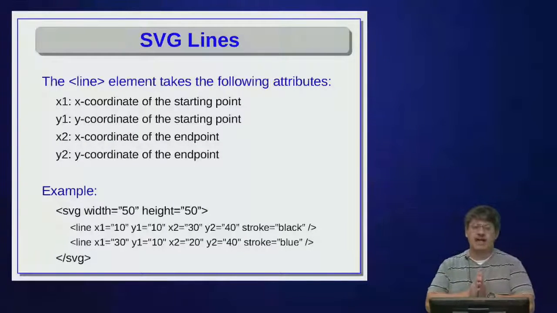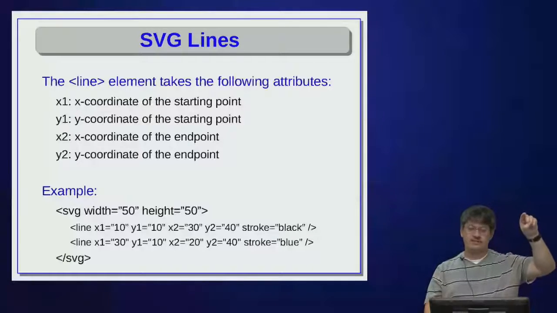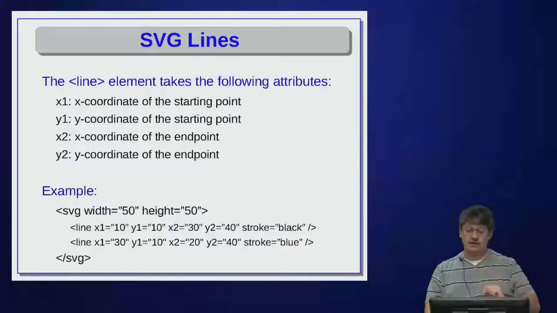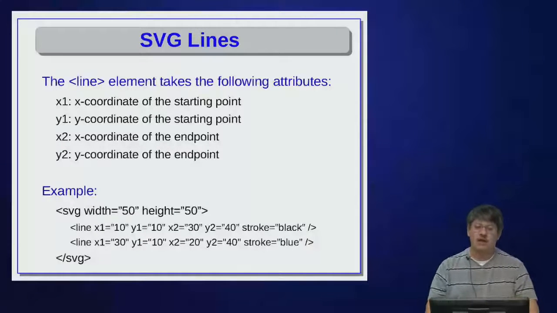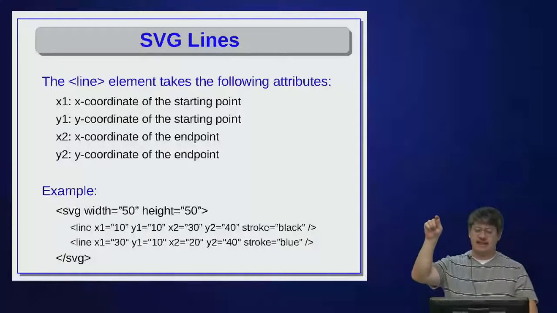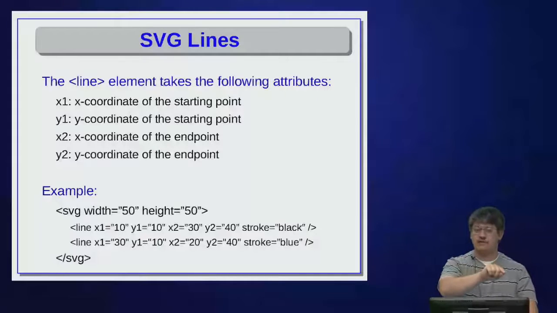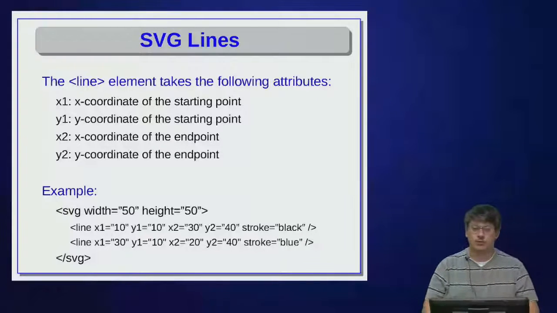I'm going to set the width and the height to 50, so it's a 50 by 50 image. And I'm going to draw two lines. The first line is going to go from the coordinates 10, 10 to 30, 40, and it's going to be stroked with black ink. So this is a black line. The second line is going to start at 30, 10 and go down left to 20, 40, and it's going to be stroked with blue ink.